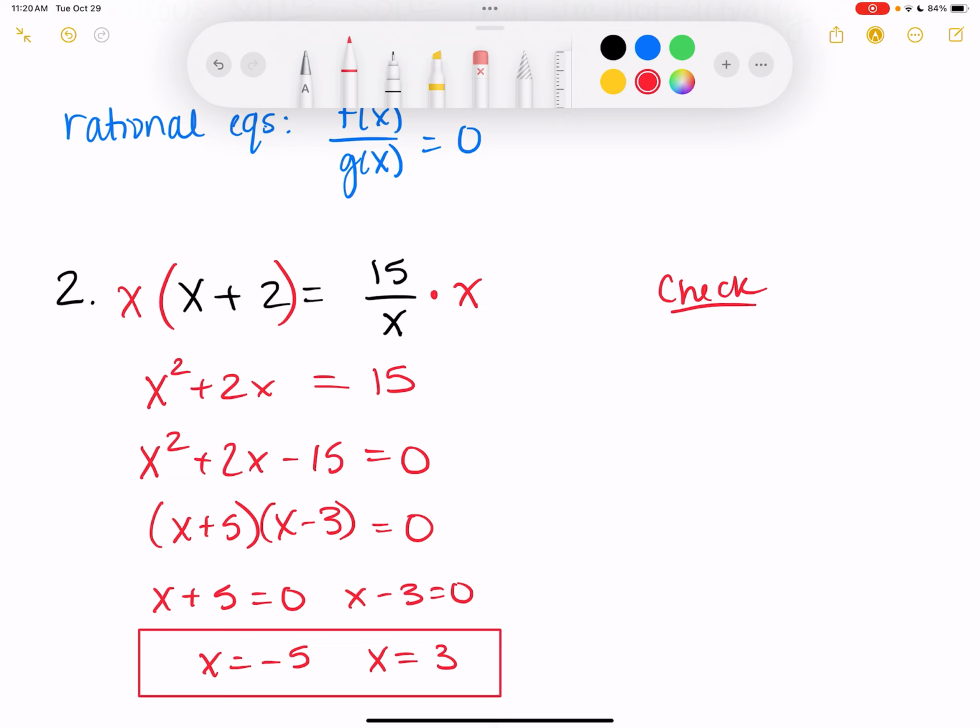and work. So anytime we're checking something, we have to leave the left and right side alone. Don't start moving things around. So I'll have negative 5 plus 2 equals 15 divided by negative 5. So negative 3 equals negative 3. Plug in 3. 3 plus 2 equals 15 over 3. 5 equals 5. So both of those are, in fact, solutions to this problem.